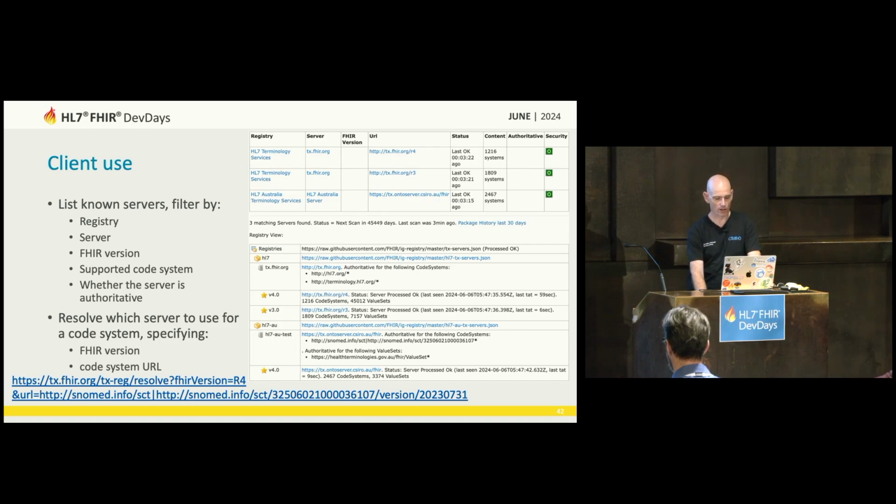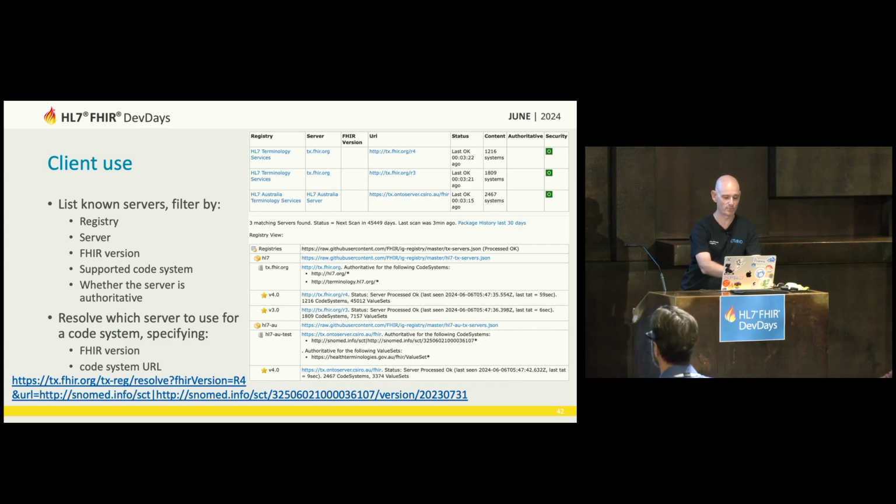So what can a client do with this thing? And this is the page that renders the content of that registry at the moment. So a client can go and look around in the registry. It can filter the registry by the server and the FHIR version and supported code systems and that kind of thing. But probably the more interesting thing that it can do is there's a request to resolve what server to use for a particular code system and FHIR version.